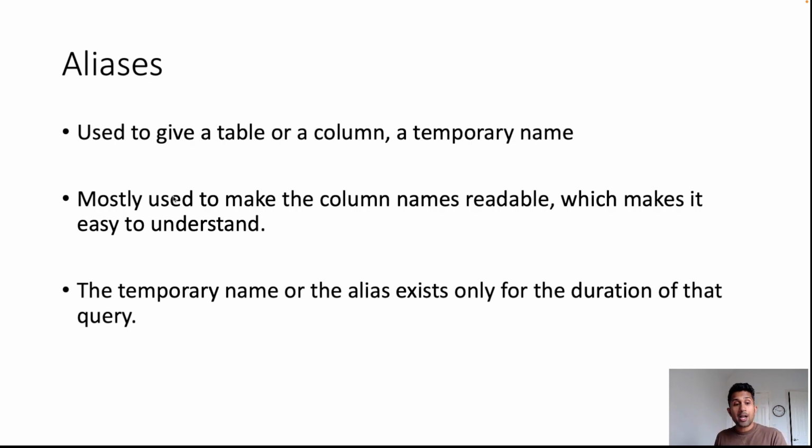So you use aliases so that the code becomes readable, the tables become readable. Now, one thing to point out is that these are temporary names. You're not actually changing the names of the columns, and the temporary names or the aliases will exist only for the duration of that query.